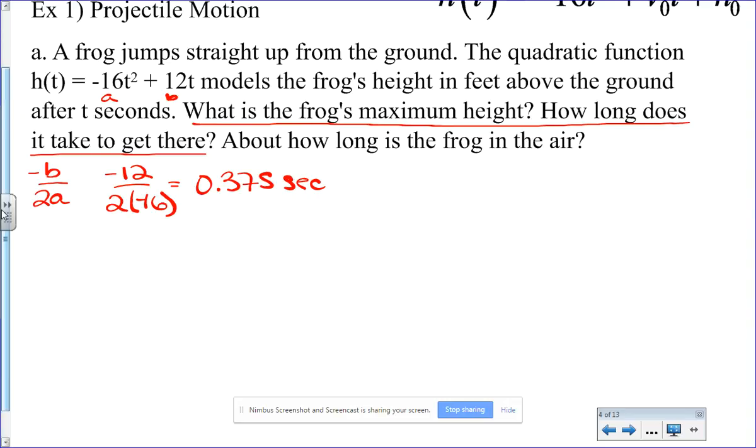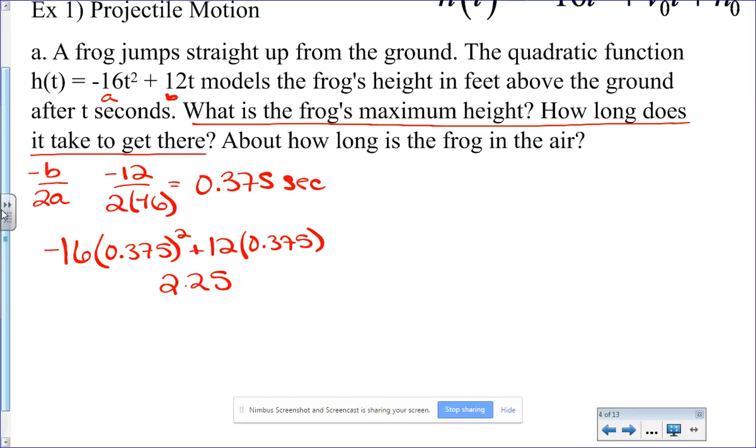To find the answer to the first question, we're going to take the answer and plug it into the function. So we're going to do h of t. So we're going to do negative 16 times 0.375 squared plus 12 times 0.375. Okay, and I'm just going to plug that directly into my calculator. And that gives me 2.25.